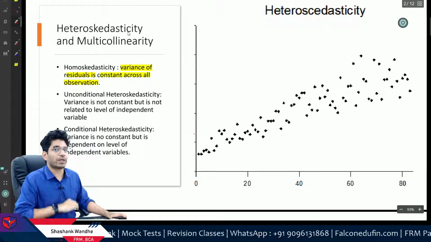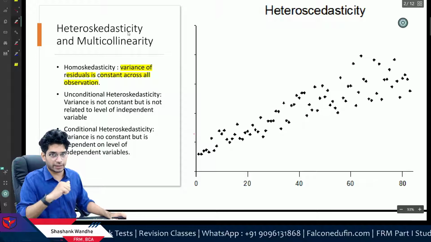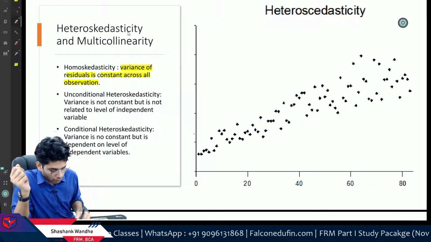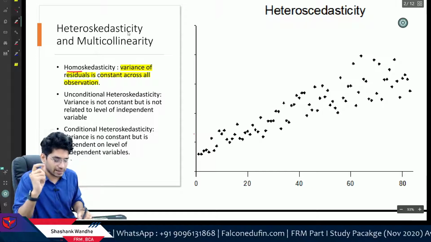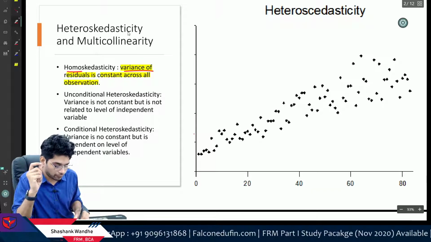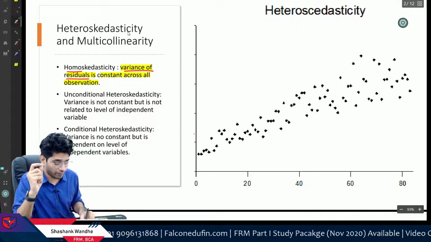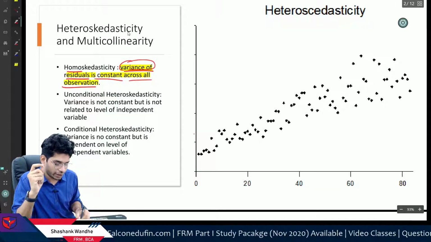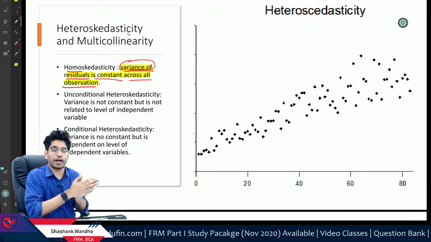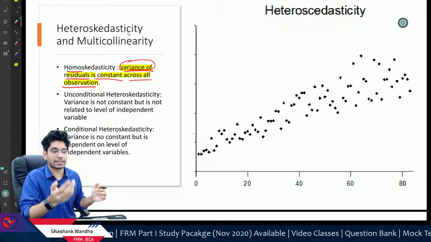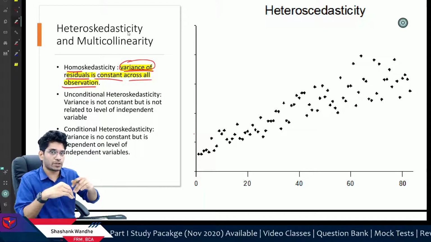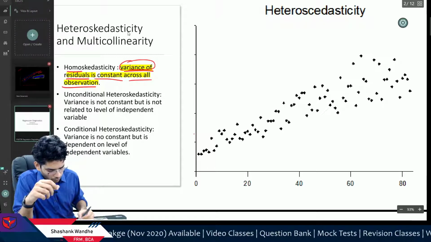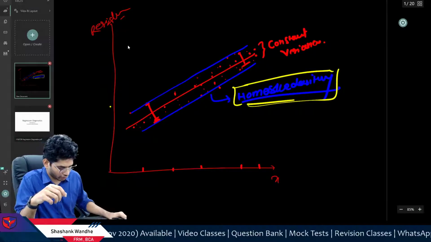Here the first thing we are going to study is heteroskedasticity. To understand heteroskedasticity, you first need to understand homoskedasticity. Homoskedasticity means the variance of residuals is constant across all the observations. If you plot the variance against the independent variable, you should be able to see that the variance is constant. I will give you an example of what is constant and what is not.